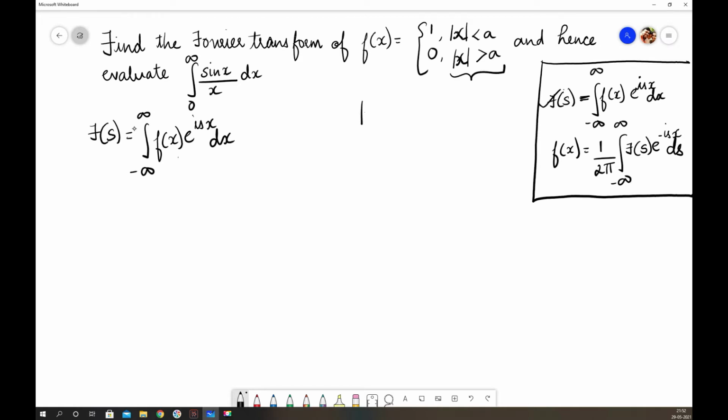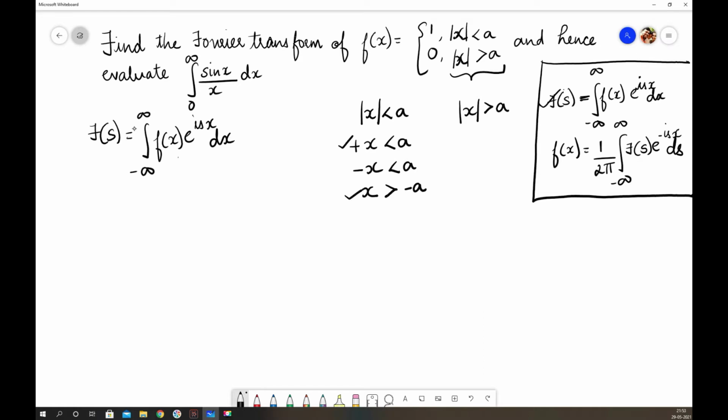The first part is modulus of x less than a. The second part is modulus of x greater than a. So what is the meaning of modulus? Modulus means plus x and minus x. So it is plus x less than a, minus x less than a. Plus x less than a, I keep as such, whereas minus x less than a, I take as x greater than minus a. The same thing, I write in a different way.